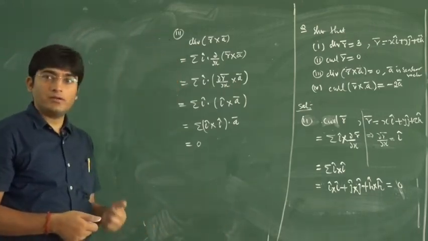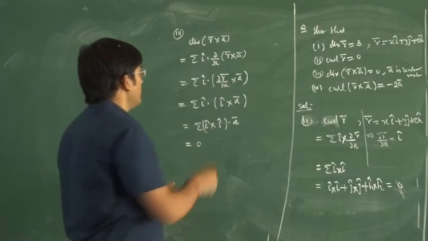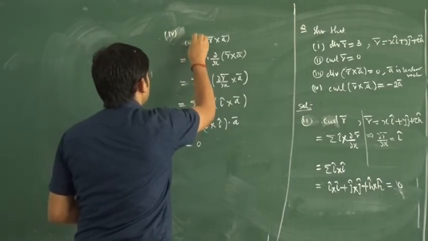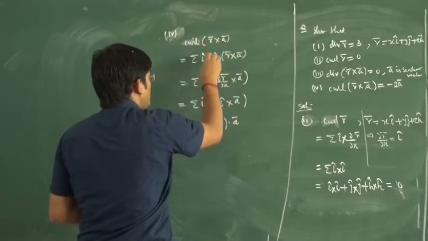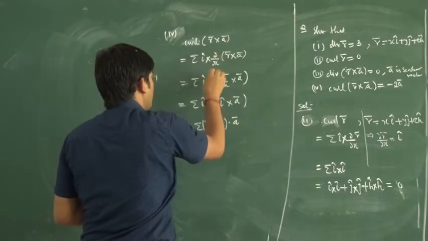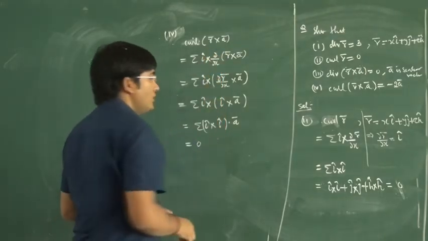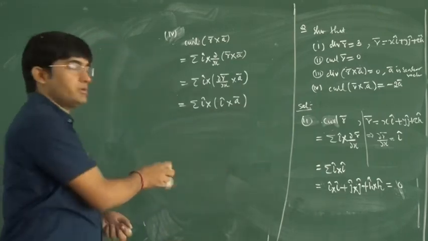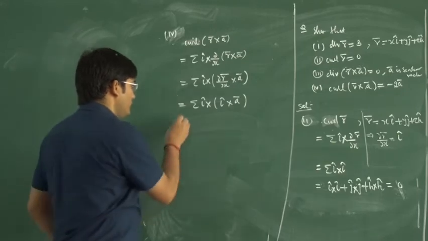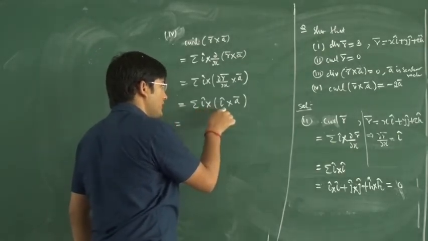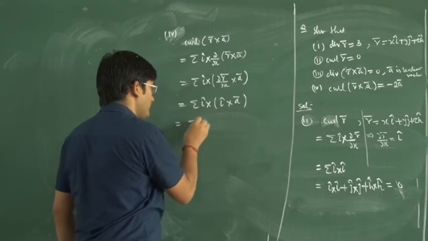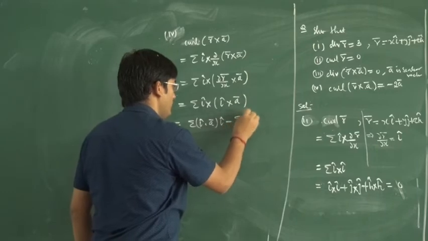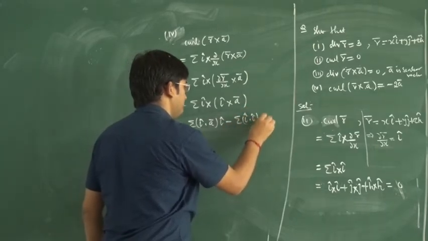Now let us evaluate curl of R cross A. For curl of R cross A, just replace your dot by cross. So we will have a cross product here, and again a cross product here. So this is your vector triple product. For the vector triple product, just use the definition. This will be A cross B cross C, which is A dot C into B minus A dot B into C.